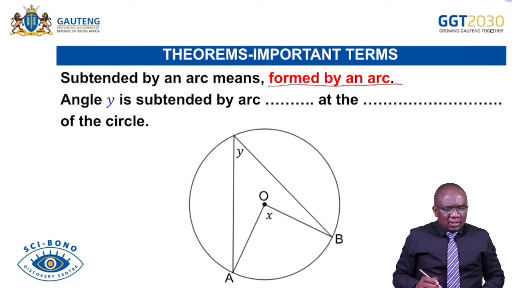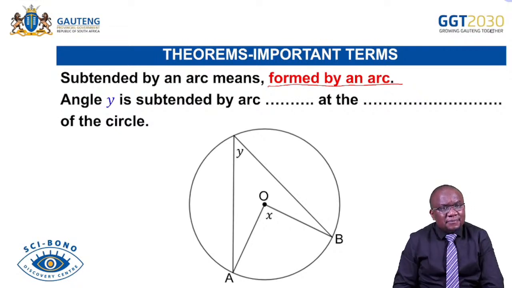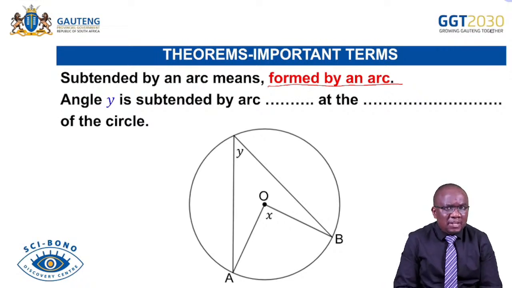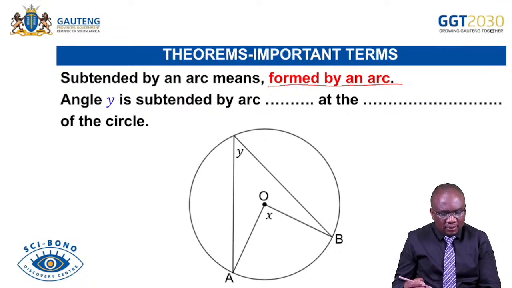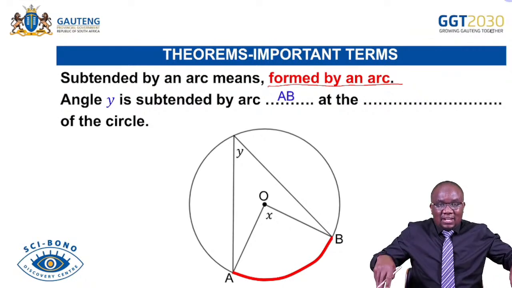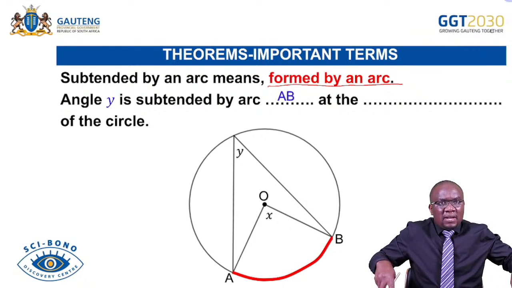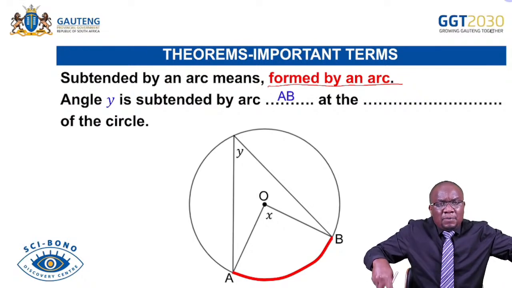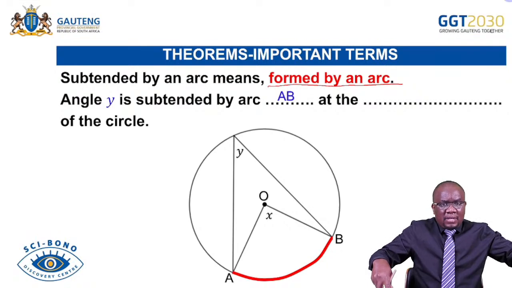Now, angle Y is subtended by arc. Which arc? If you can name the arc there, please do so. Angle Y is subtended by arc AB. Do you see arc AB? It subtends the angle. The angle is formed by that arc AB. It's like this thing is sitting on the AB. You see that?